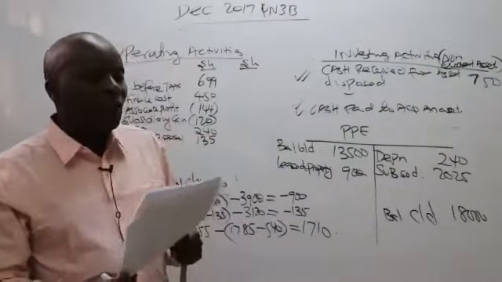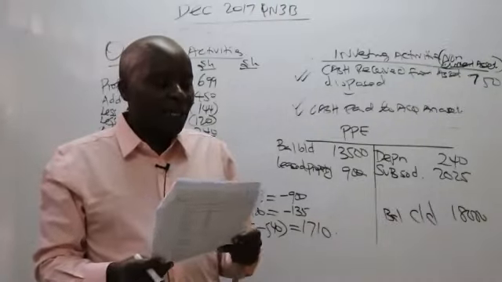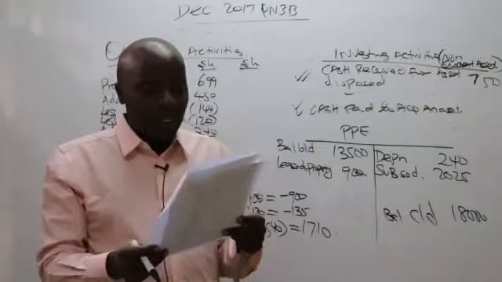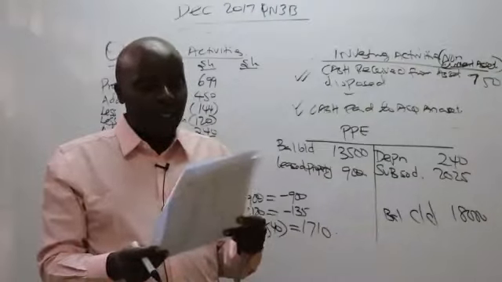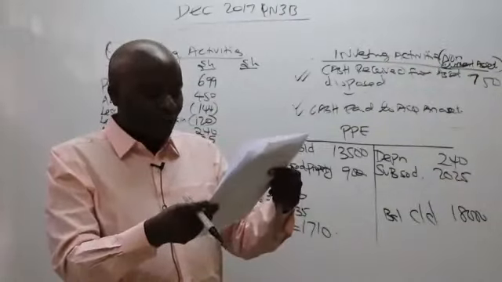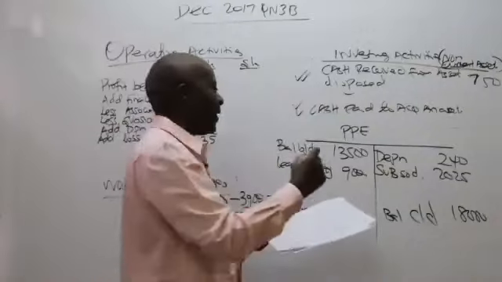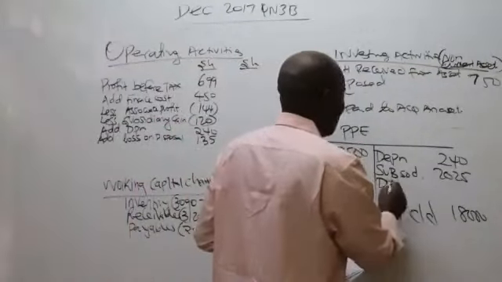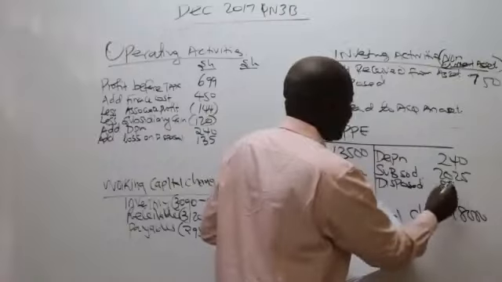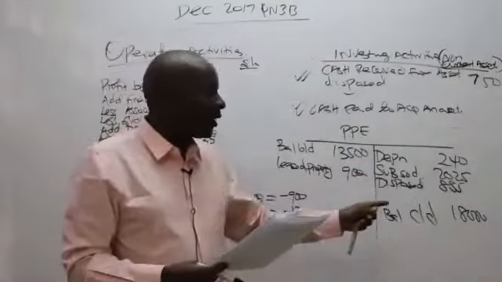Any other item that will affect our PPE? Disposed asset. Wanasema kuna disposed asset. Note number 2, we have a disposed item of property with a carrying value of 885. You guys are bright students. So the disposed asset is 885. Any other? Don't give us the cash here.